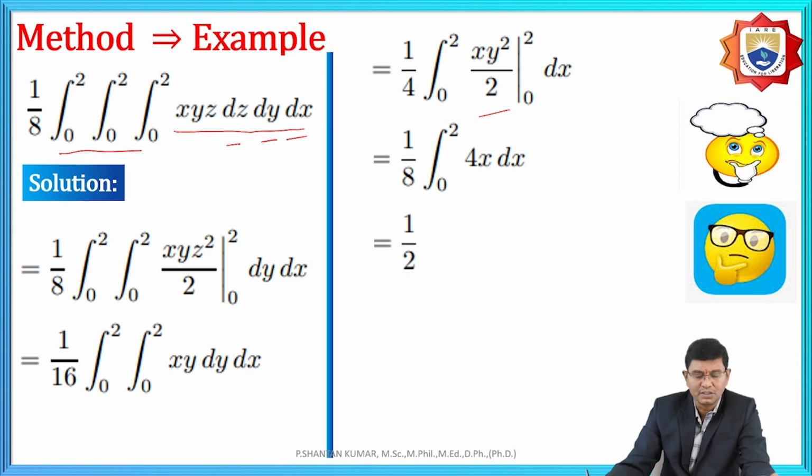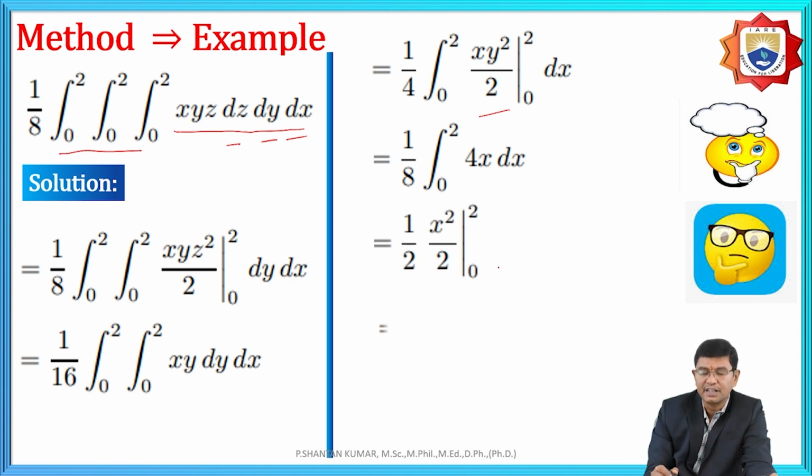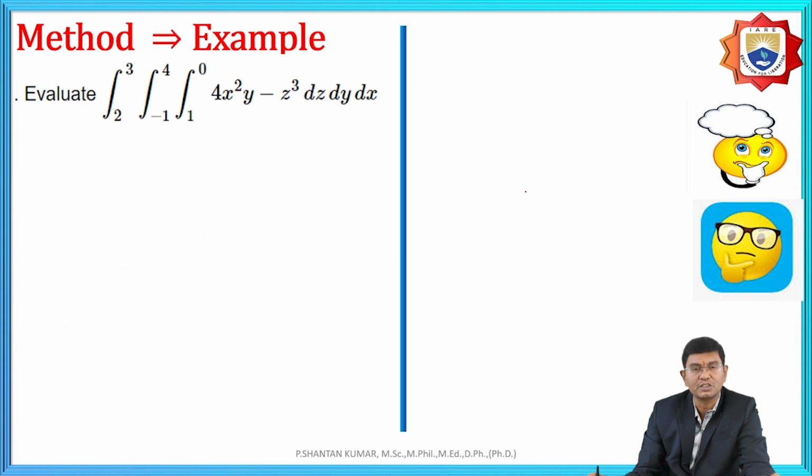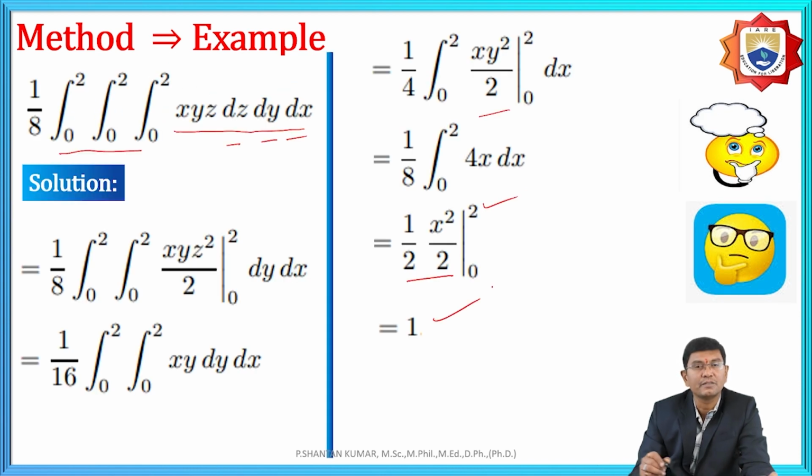Therefore, the solution is clearly 1 by 2 into x square by 2, from 0 to 2, and here also 1 by 2 gives 1 by 4. The upper limit is 4. Therefore, the solution will be the value 1.